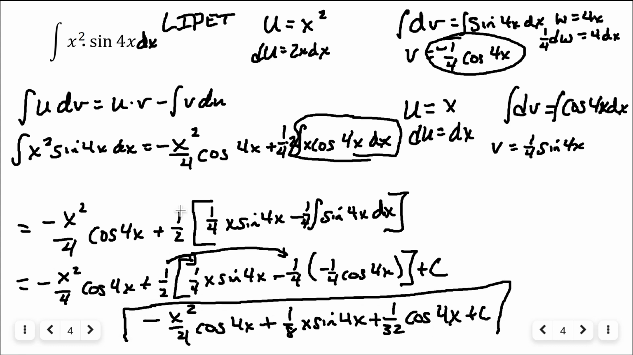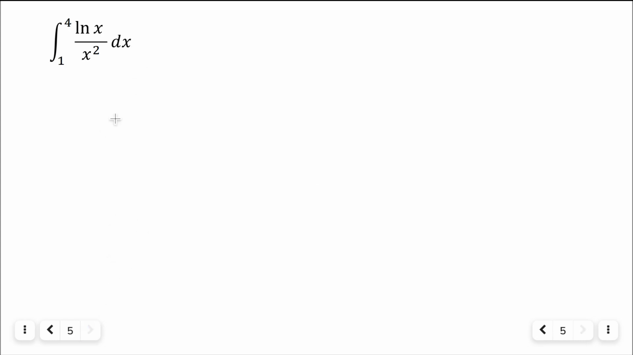So there are problems where you have to use parts more than once. All right, that's something you have to be aware of, that it is possible that it could happen. Okay, finally, let's try one with bounds. We're going to integrate from 1 to 4 ln x over x squared dx.